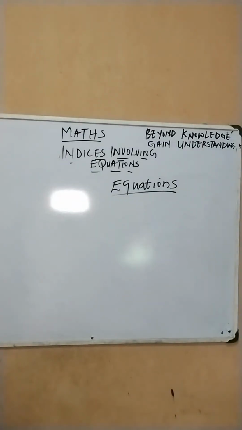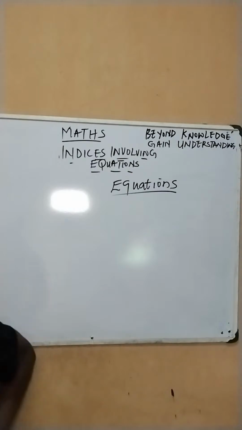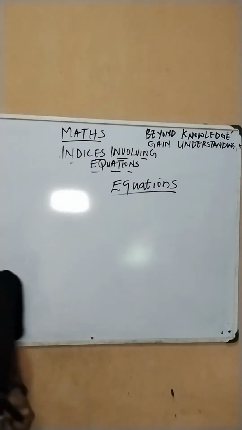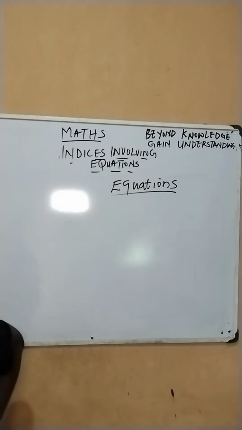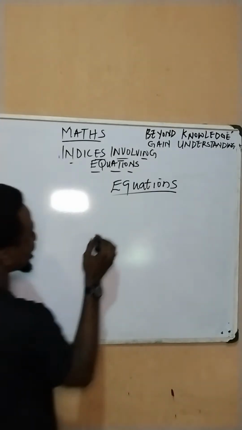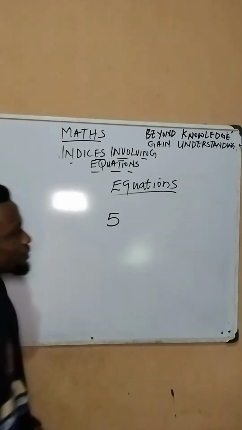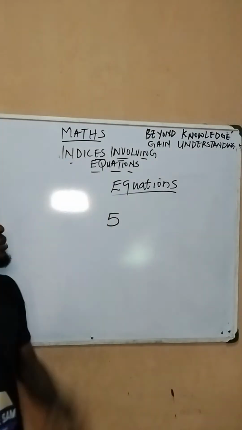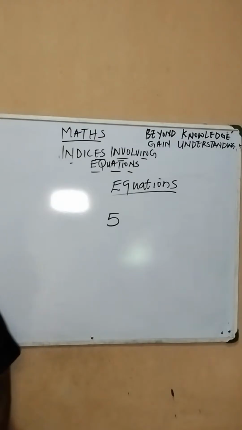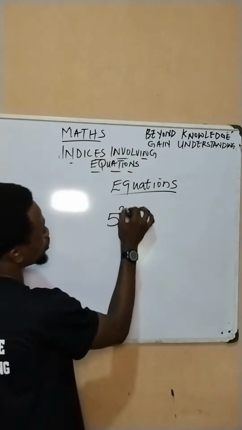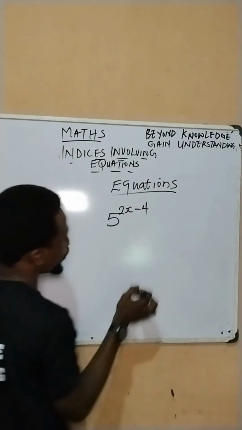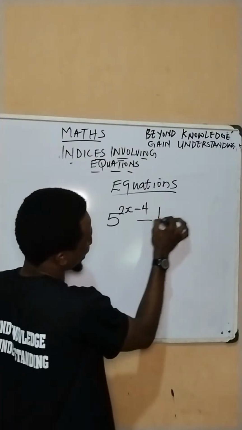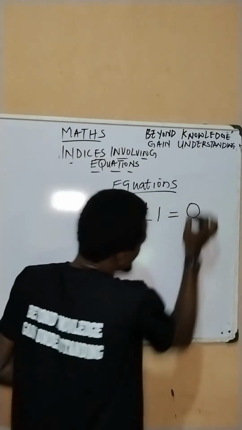by bringing in some examples for us to examine under this particular concept, and we'll start with the basic one, which is this. Let's use this example as a basis. This example is under indices involving equation. If I have 5 raised to the power of 2x minus 4, then minus 1 equal to 0.